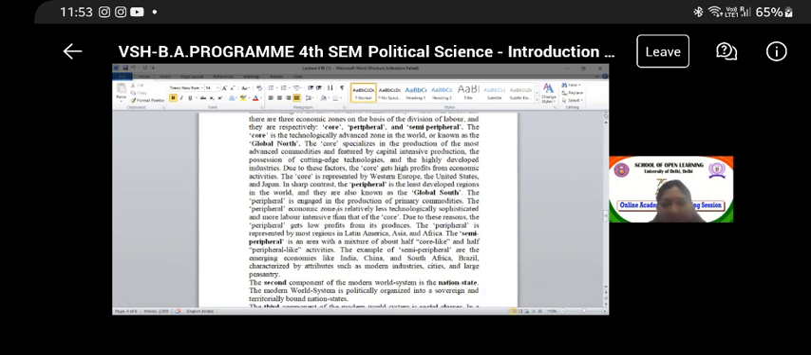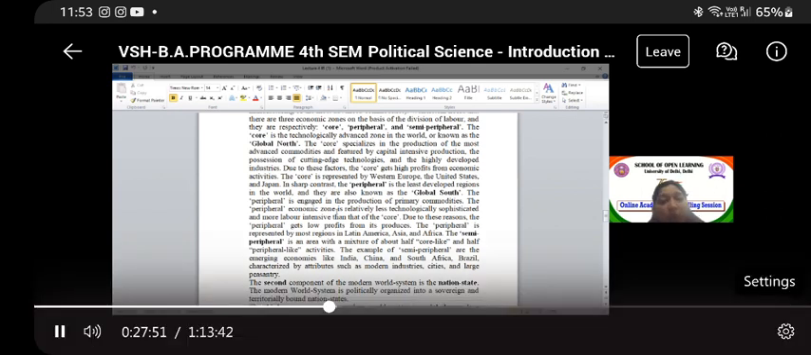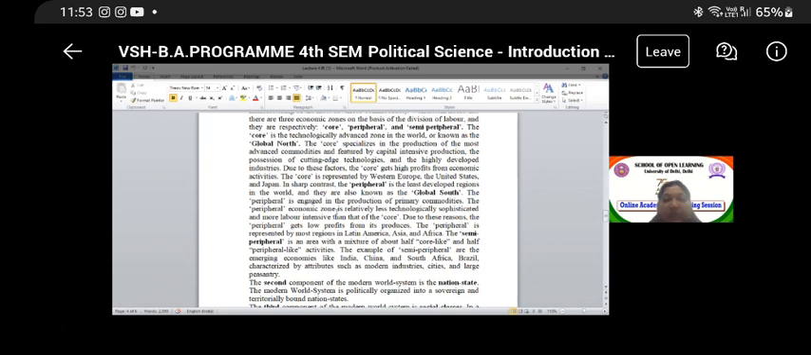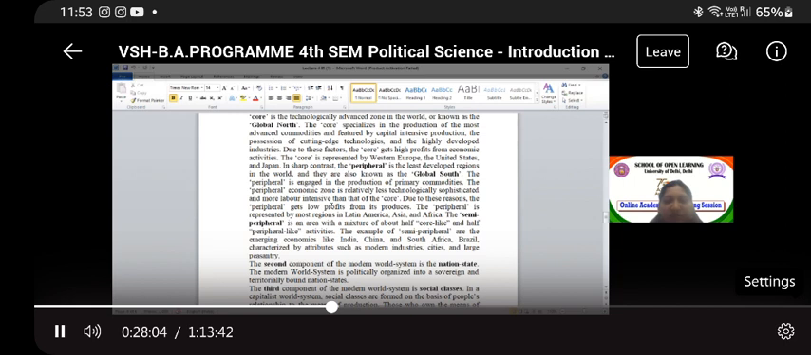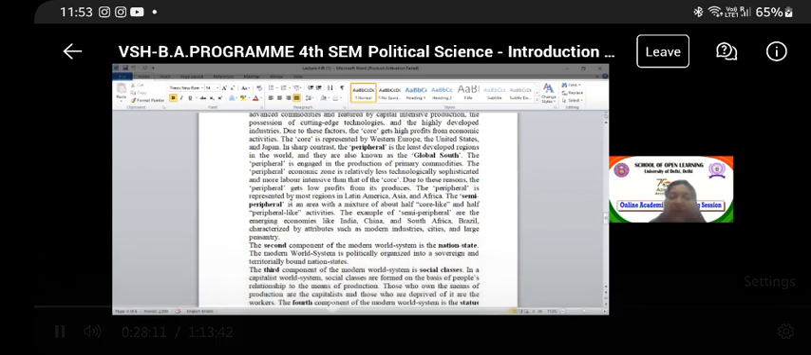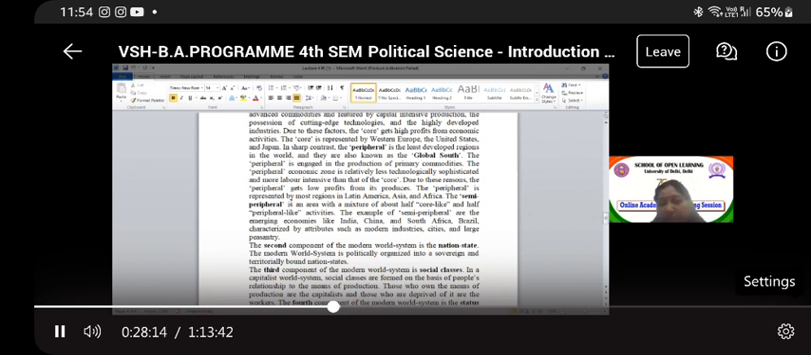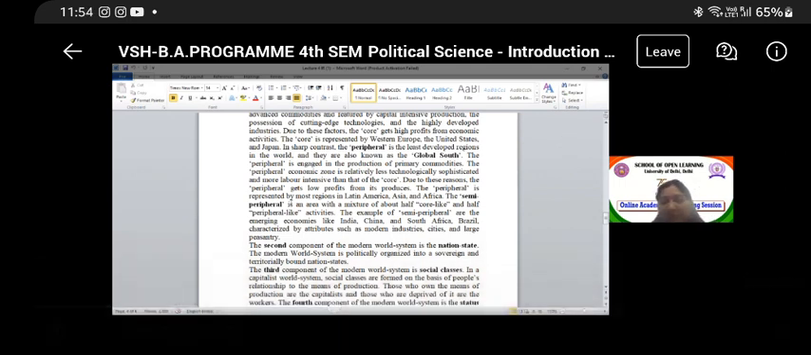The periphery is the least developed region in the world. They are also known as the Global South. The periphery is engaged in the production of primary commodities, not advanced commodities. The peripheral economic zone is relatively less technologically sophisticated, not very technologically advanced, and more labor intensive. People are there, so they can put in their labor. The core, of course, has less labor-intensive work. It's more technological. So due to these reasons, the periphery gets low profits from its production. The periphery is represented by most regions in Latin America, Asia, and Africa, all of which are much less developed.